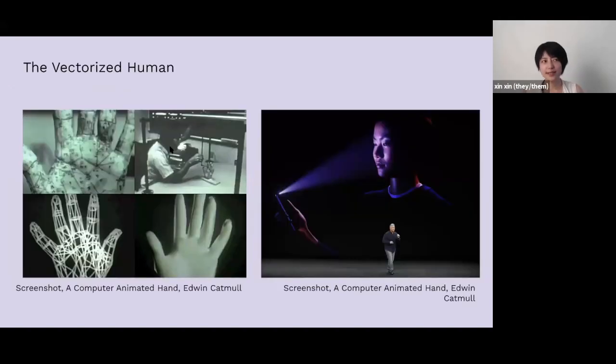So let's actually start talking more explicitly about how computer vision and the development of computer vision have affected humans. Specifically, we're going to start with the human body. So on the left, you're seeing screenshots from actually an early development of a computer animated hand.